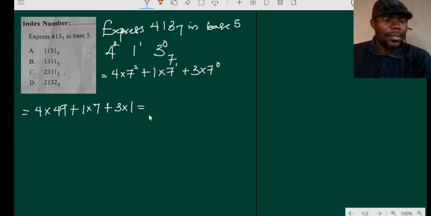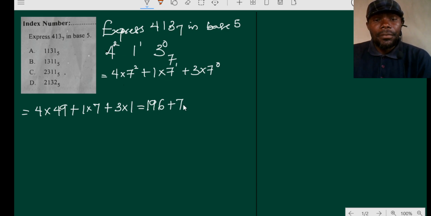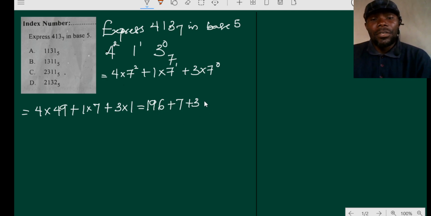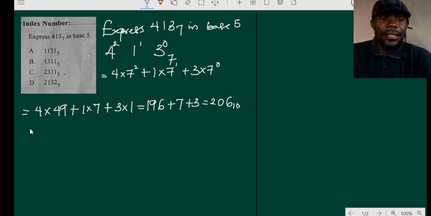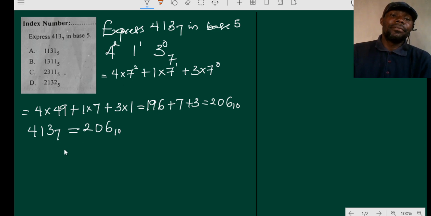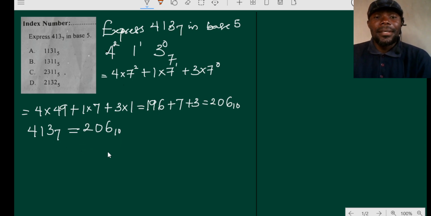4 times 49 will give you 196, plus 7 plus 3. By the time you add everything, it will give you 206 base 10, meaning that 413 base 7 is the same thing as 206 base 10. So you are able to convert 413 base 7 to 206 base 10.